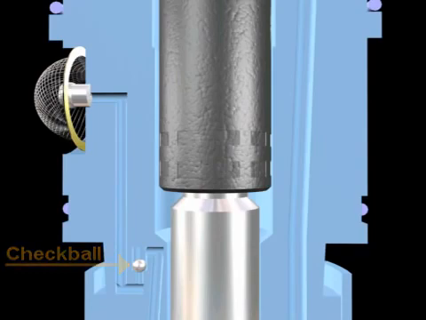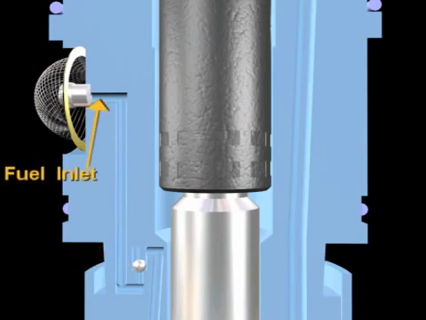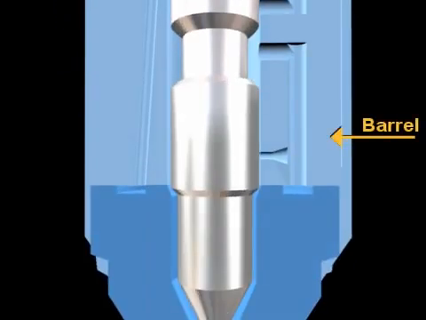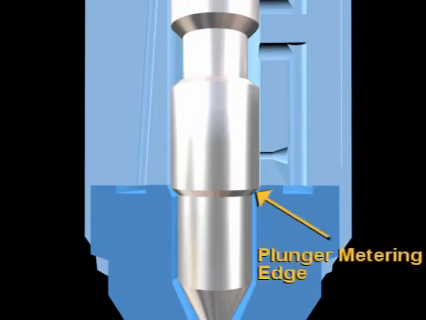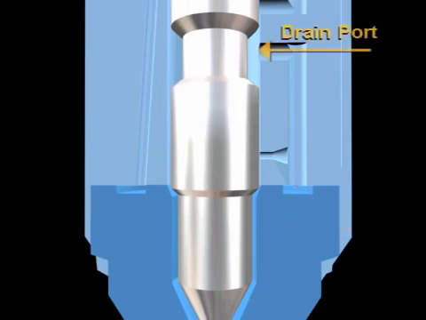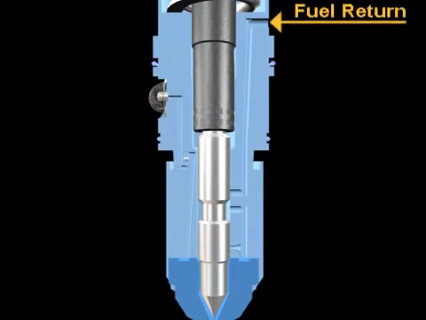check ball, fuel inlet, barrel, plunger metering edge, metering orifice, drain port, fuel return.